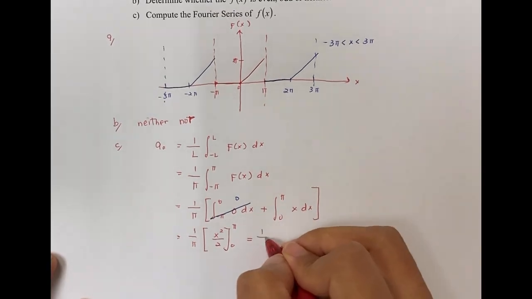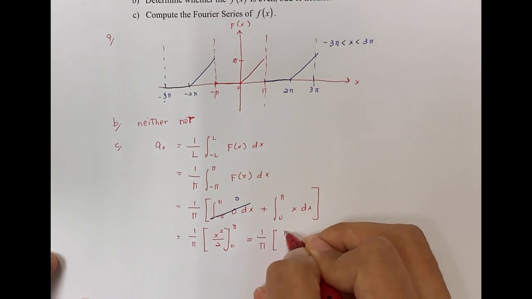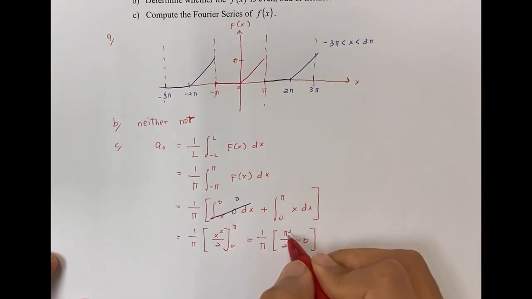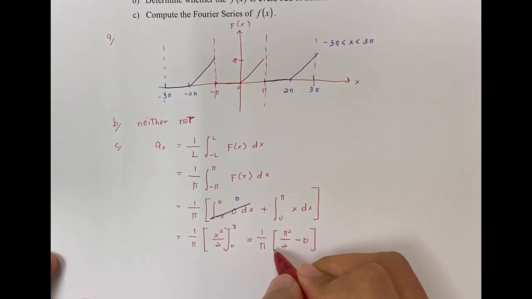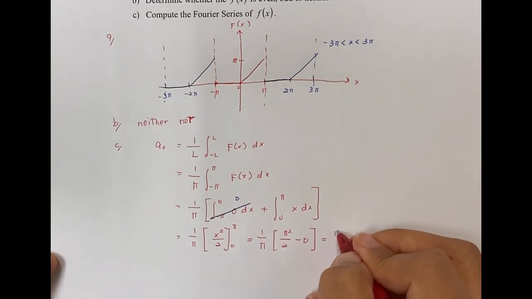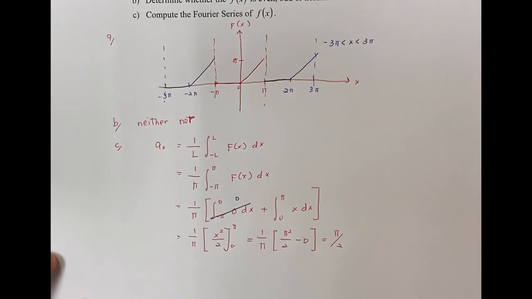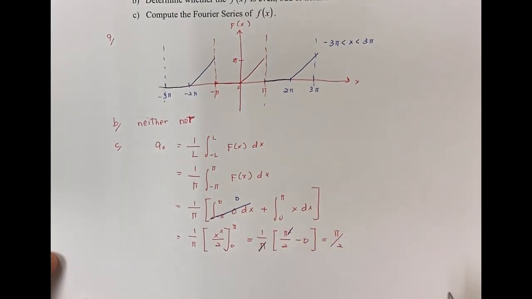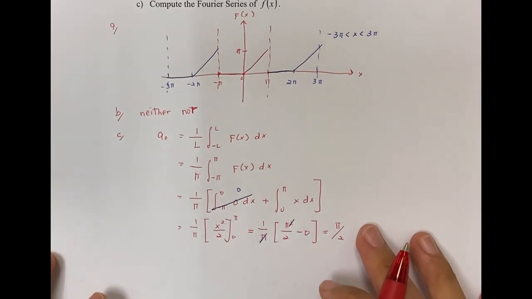Then substitute the value for x. You have 1 over pi, pi squared over 2 minus 0. So you have pi squared divided by 2 pi. You can cancel one pi from here, so this is pi over 2. So you are done with a naught.